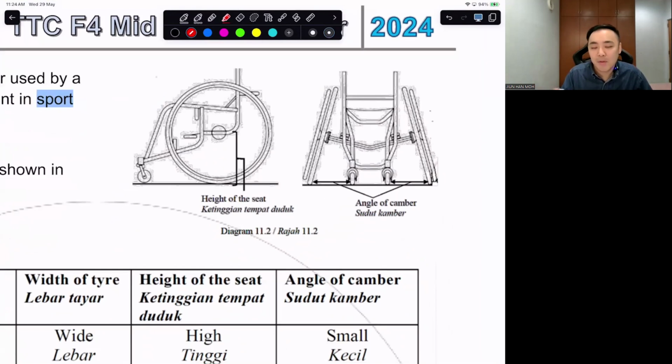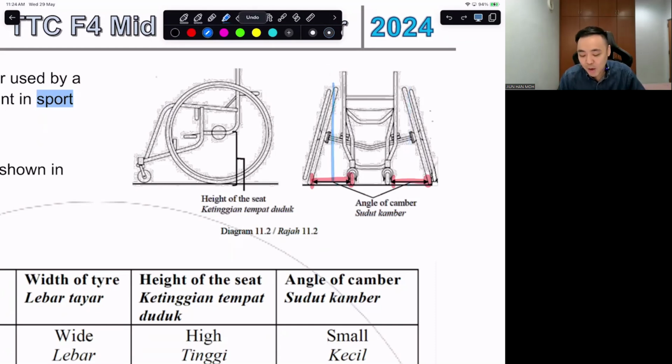Because you don't learn, here's the rules. Whenever you don't learn this, they will surely teach you one. They cannot expect you to do it by yourself. So that's why over here, the angle of camber means what? It's over here. Now, normal wheelchairs are not like this. Normally the wheel is straight, right? The wheelchair normally is straight like this, right or not?